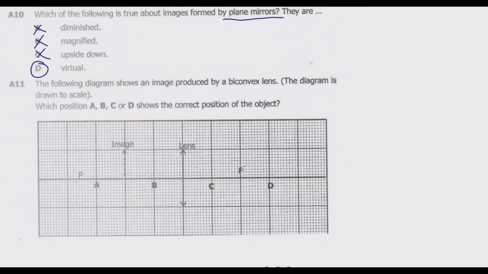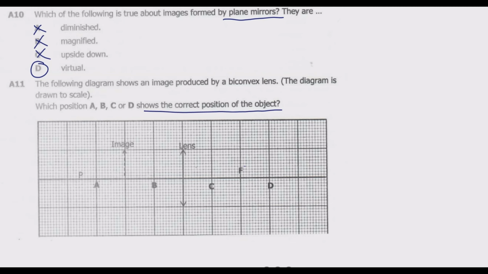Let us look at question 11. The following diagram shows an image produced by a biconvex lens. The diagram is drawn to scale. Which position, A, B, C, or D, shows the correct position of the object? So basically what we are required is to locate where the object should be.